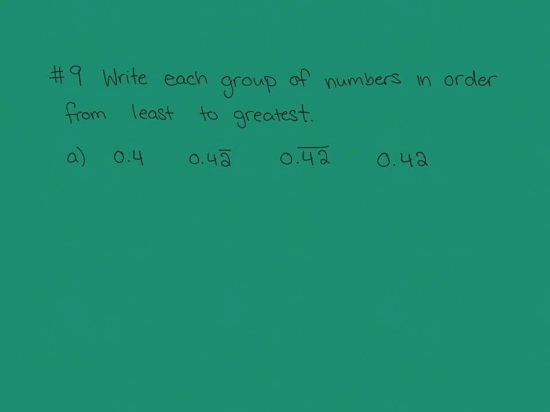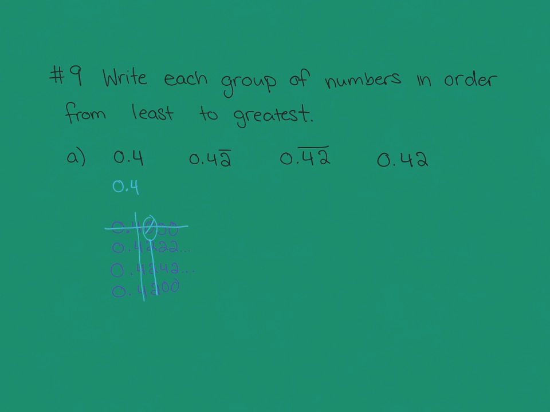Question 9 asks you to write each group of numbers in order from least to greatest. So I could once again stack these numbers up above each other. So we'd have 0.4, 0.4222, and that could keep going, 0.4242, that could keep going, and 0.42. So if I add zeros to get them to all match up, then I can look at the first place where they're different. So all of these numbers have a 4 in the tenths column. So there's no difference. Now, there's 2's in 3 of them, and only one with a 0. So that means this is the smallest number.